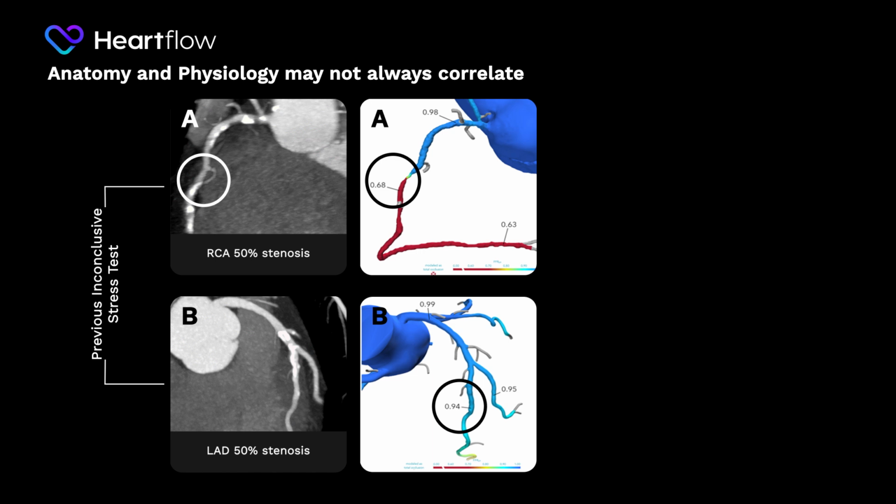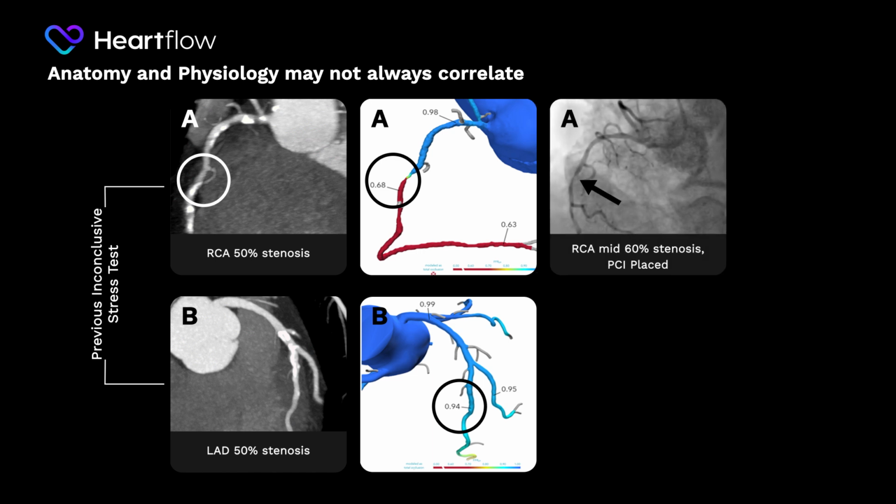The physiology that we now understand for these patients can help guide their treatment decisions. So patient A was sent to the cath lab and had the lesion treated with a PCI. Patient B was safely deferred and medically managed. With coronary CT angiograms, we can determine the degree of stenosis. With the addition of the FFRCT, we can then also see if a specific lesion is physiologically significant.